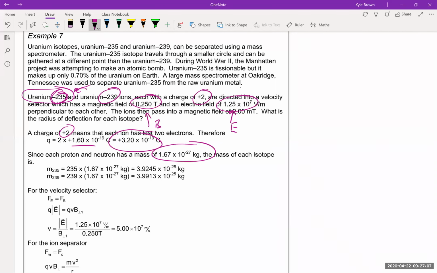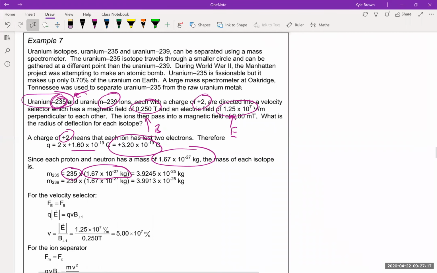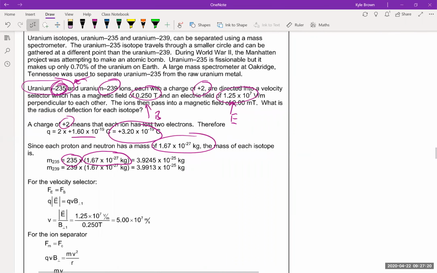So what that means is we've got 235 times our mass of a proton or a neutron, because I don't care. They're both the same, right? So I don't have to figure out neutrons and protons. I can just multiply it by the same number. So there is my mass of my particle.